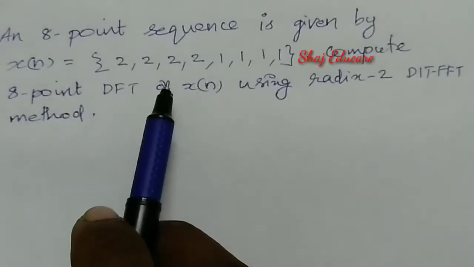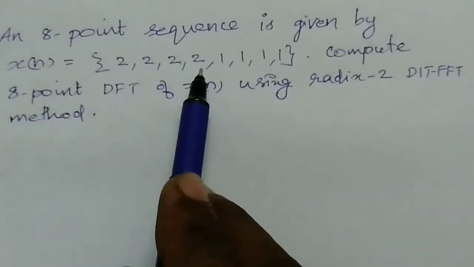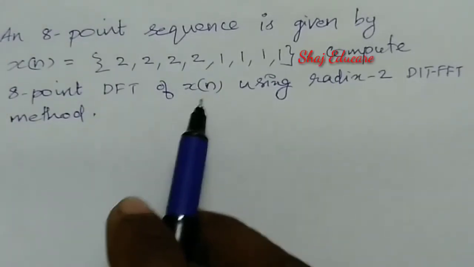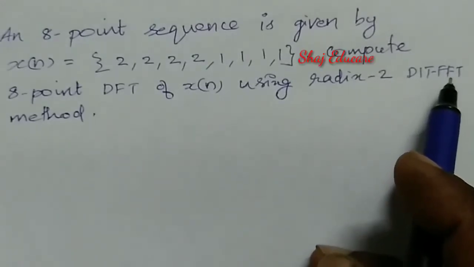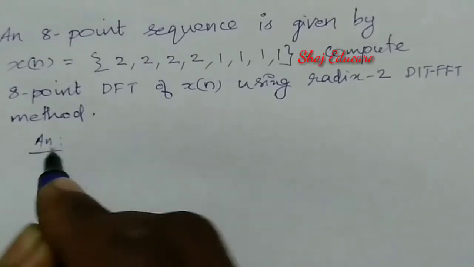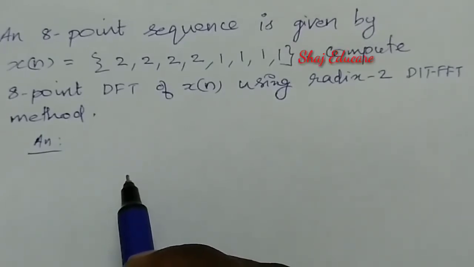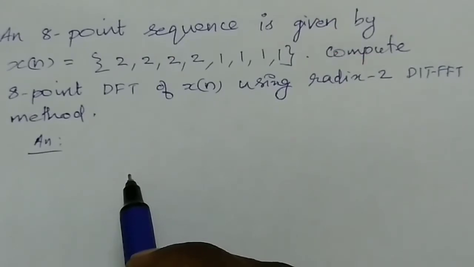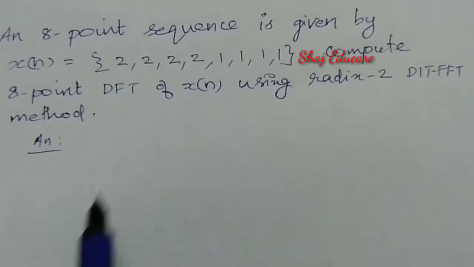Okay, now let us find the 8-point DFT of a given sequence using the Radix-2 decimation in time fast Fourier transform algorithm method. The steps of each computation stage are described in my previous videos, and now let us find the number of stages required for computation.